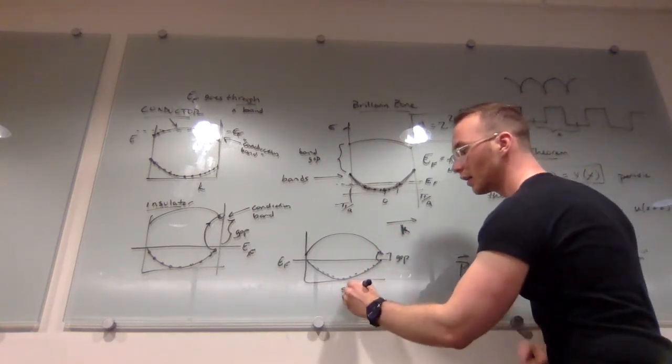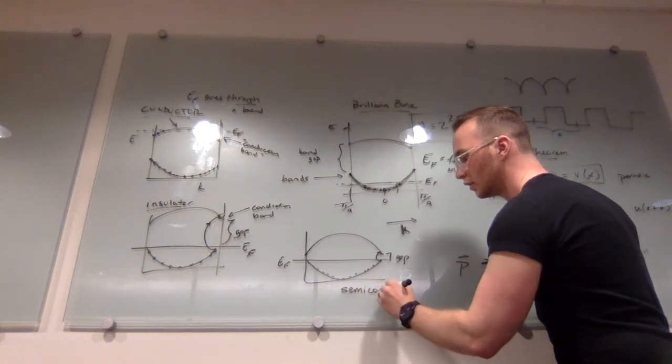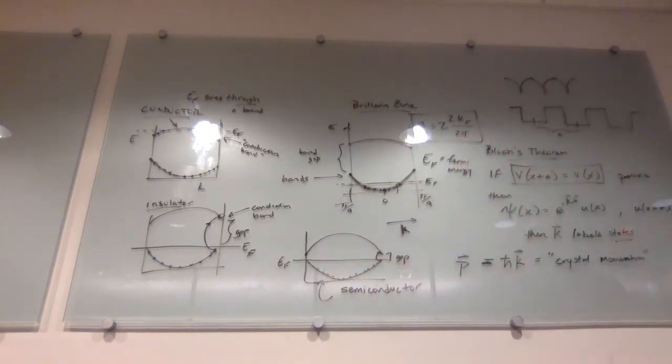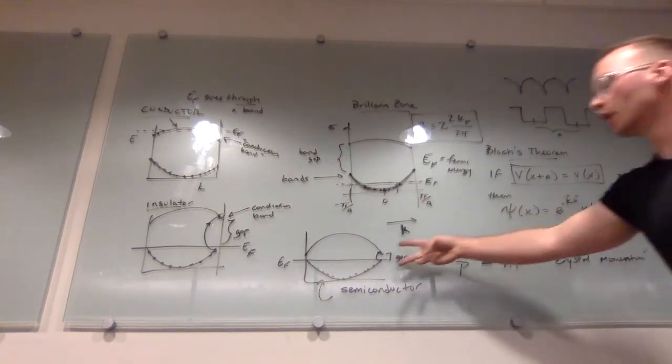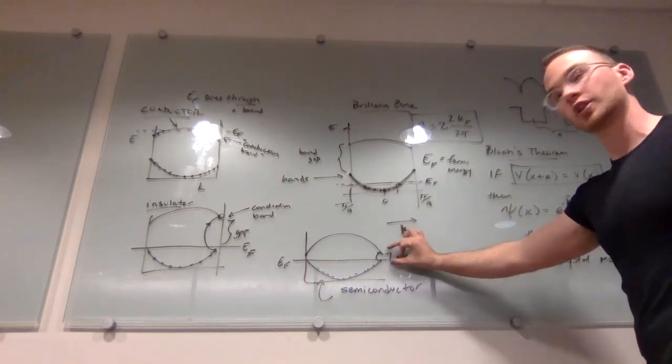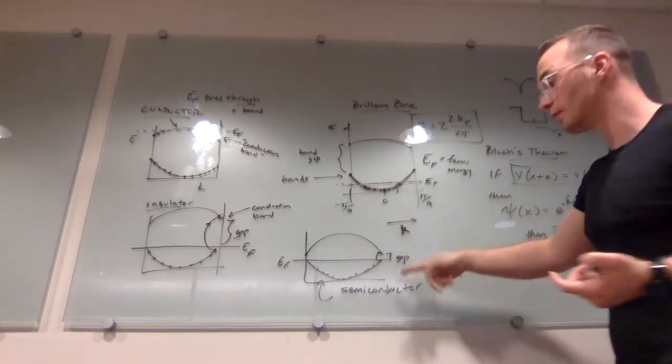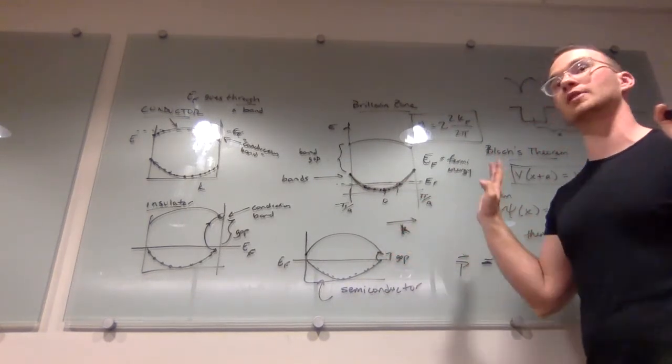This is called a semiconductor. Again, this depends on the band structure. It doesn't depend on the electrons, because the electrons just fill in whatever they're going to fill in. This depends on the band structure, which just depends on the material.